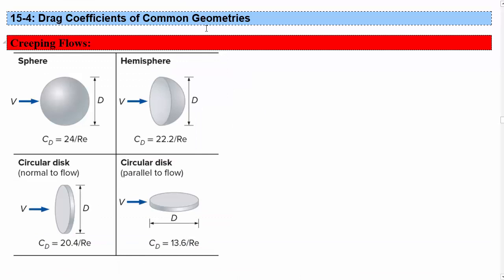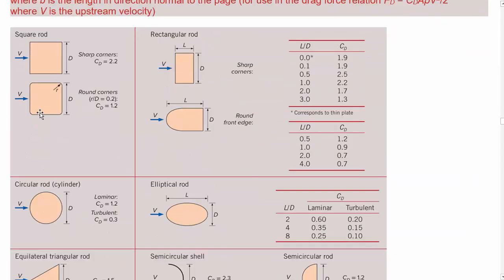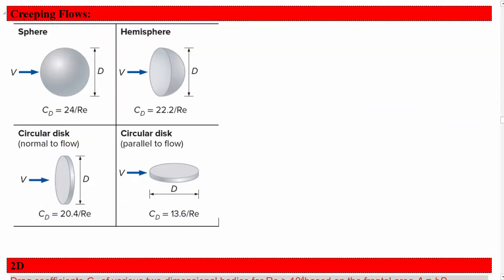15.4, drag coefficients of common geometry. So here we're going to take some shapes and look at some experimental results with tables. First kind is creeping flows, which are ones with really low Reynolds number, like less than 1. In this situation, flow is very reversible and the shape doesn't have too much of an effect.